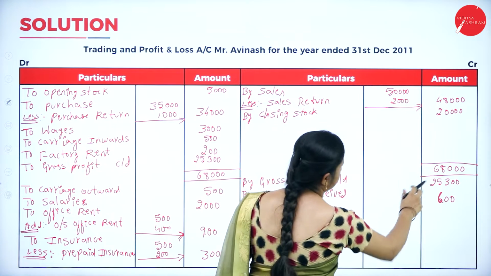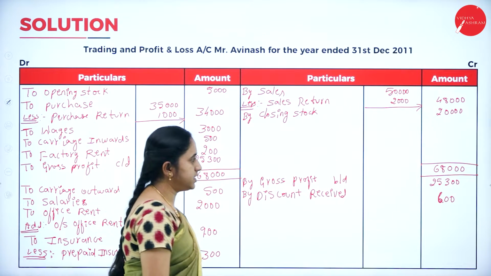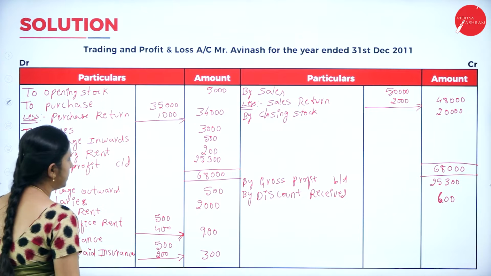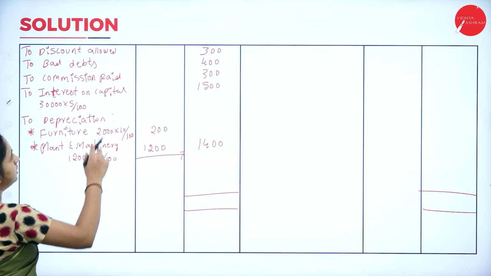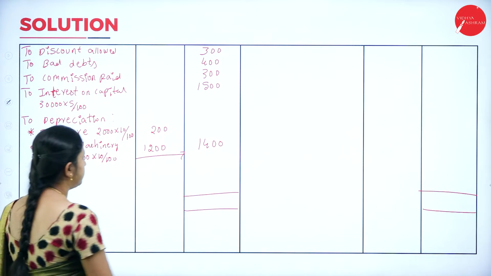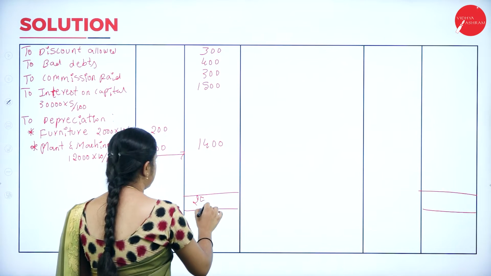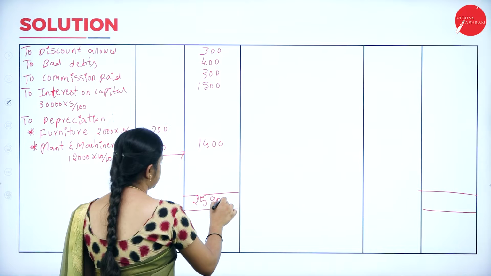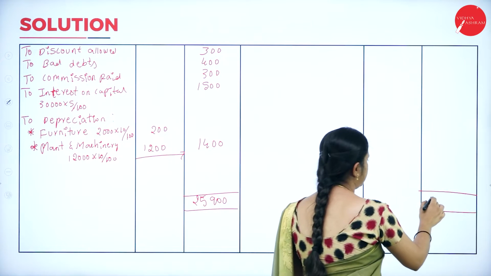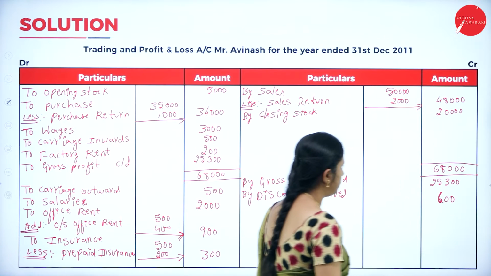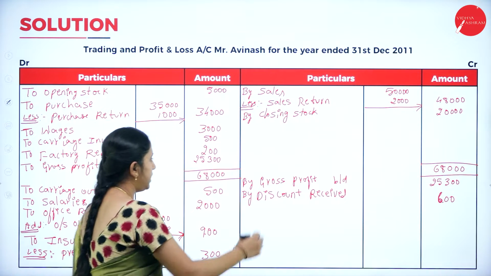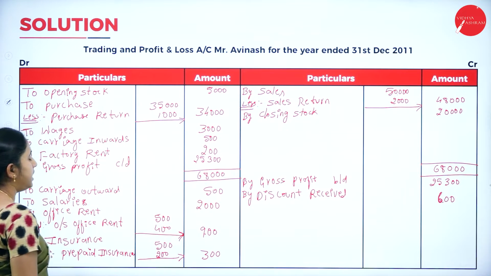Credit side 25,300 plus 600, 25,900. Here we have less amount, so we have less amount in the debit side. 25,900 is higher, so write 25,900 on both sides. Then find the difference between credit and debit.